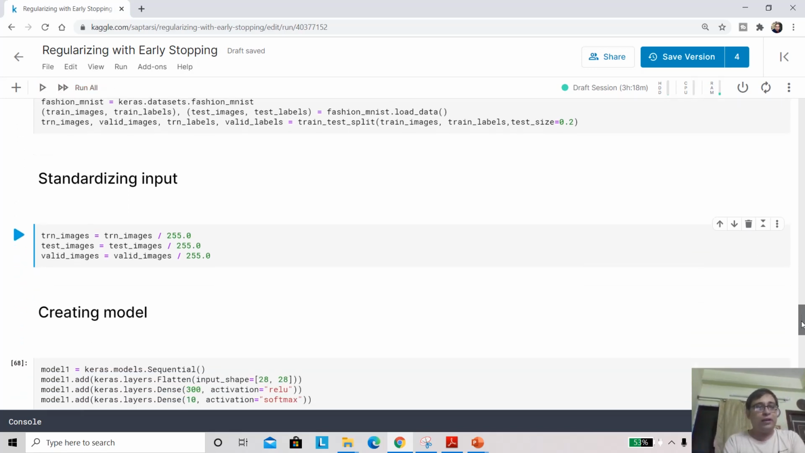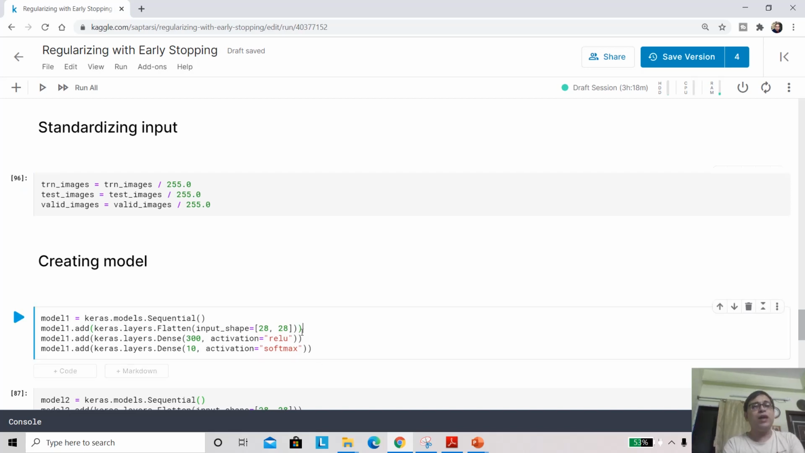Okay, all right. So now let's create the model, and we are going to create a very simple model. So all these are actually images, so we have to flatten them. So this is a 28 into 28 image.